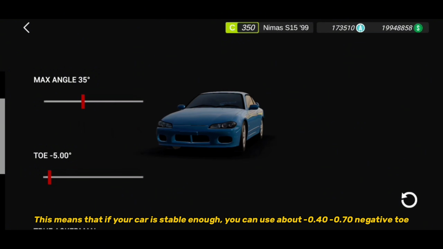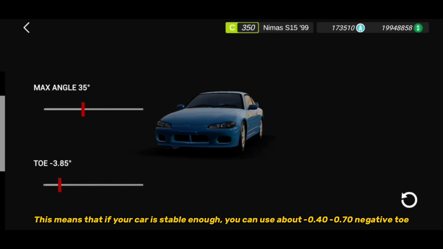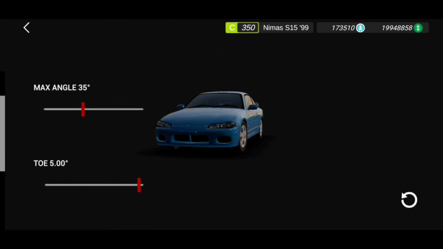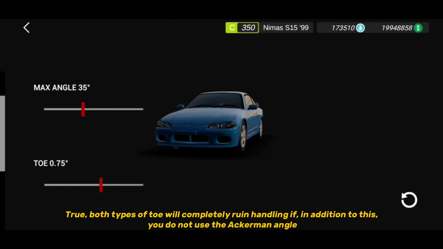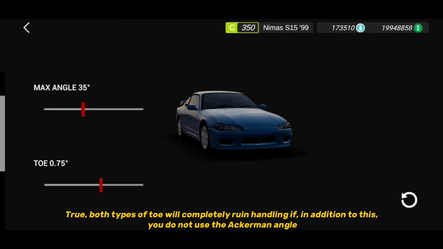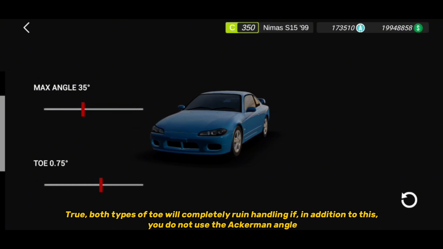This means that if your car is stable enough, you can use about 0.40, 0.70 negative toe. But if the car is unstable, then it would be appropriate to use a positive toe of about 0.40, 1.10. True, both types of toe will completely ruin handling if, in addition to this, you do not use the Ackerman angle.